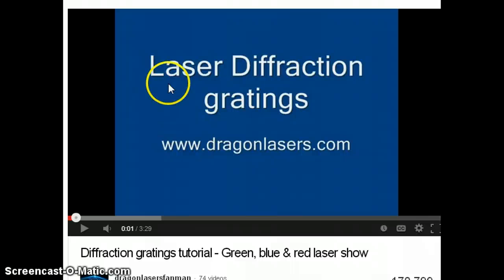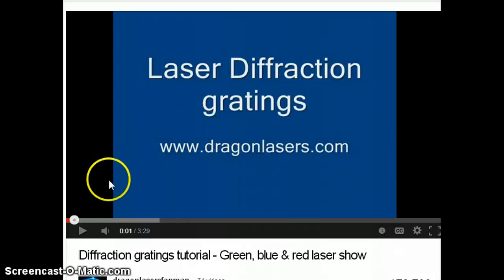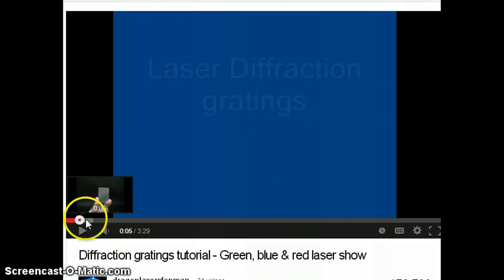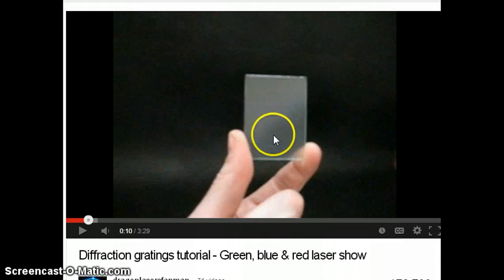I want to show real quick here a video on a diffraction grating and laser light source. Basically, this person is going to hold up a series of diffraction gratings, and you can probably see it here. This is a diffraction grating right here.